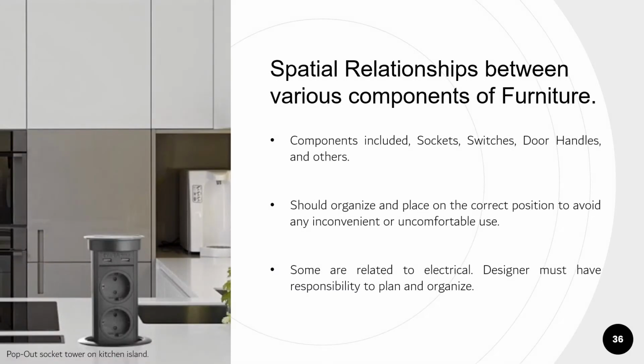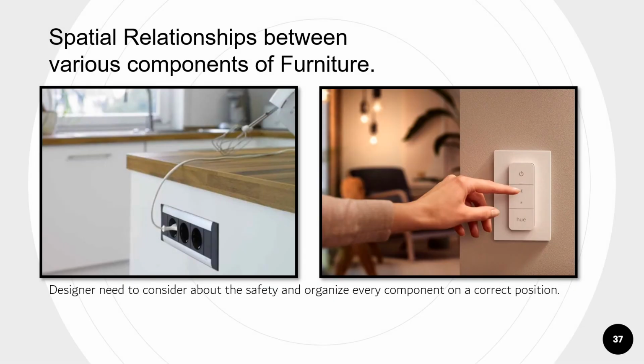After spatial composition, let's look into the spatial relationship between various components of furniture. Some of the furniture includes external components. Those components include power sockets, switches, door handles, drawers, and others. The position of the components should be organized and placed correctly. It is to avoid any inconvenience and emergencies from happening. And here is the component sample on some furniture.